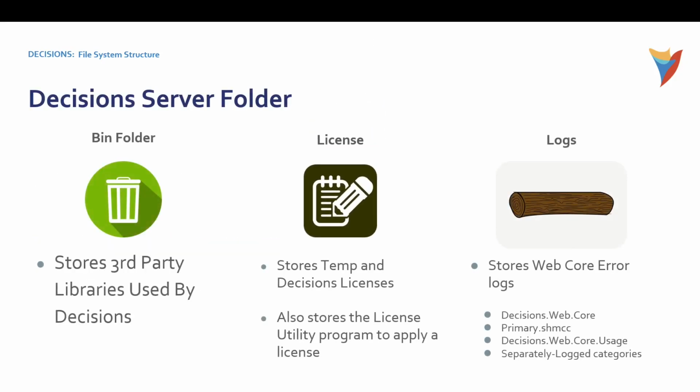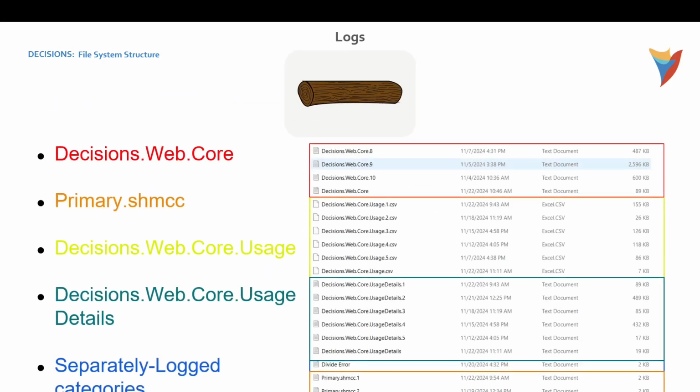We then have logs. It's an entire folder dedicated to Decisions logs. And the types of logs it stores are the Decisions web core logs, which are going to more closely align with the error messages that you see in your environment. The primary SHMCC logs, you have the Decisions web core usage, which shows how often things are getting used. The Decisions web core usage details, which is, as the name suggests, a more detailed description of that Decisions web core usage, going into the individual details of what's being run when.